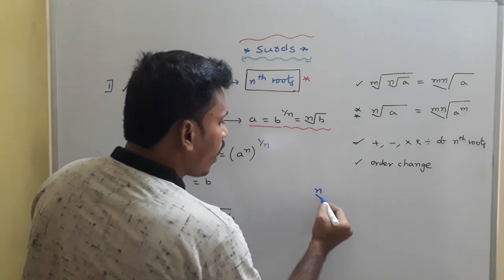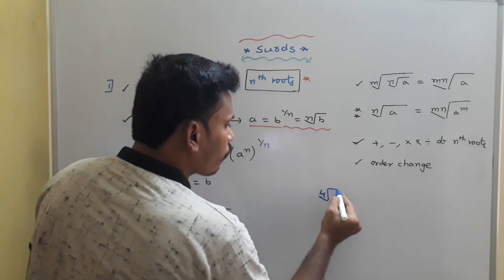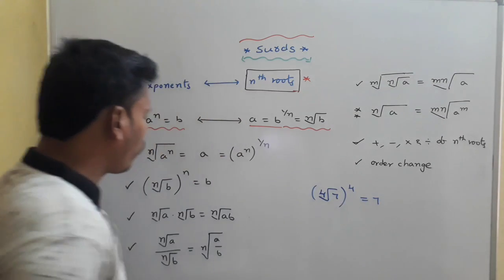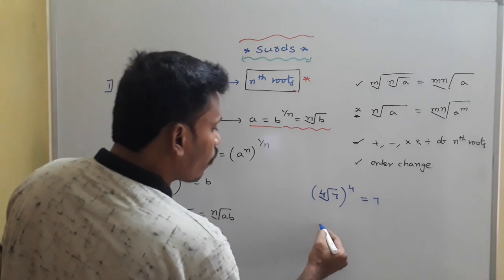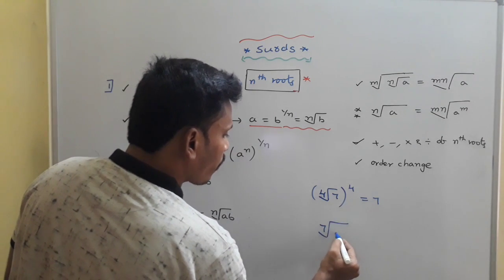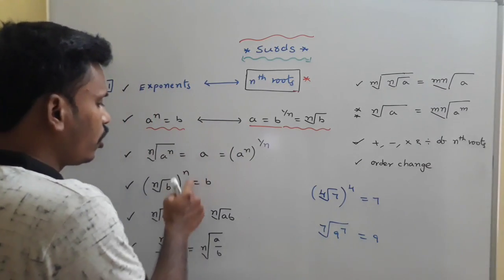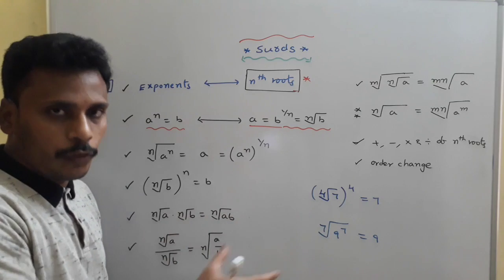For suppose if you have, I will say some number, okay, fourth root of 7 to the power 4. Fourth root of 7 to the power 4 is simply what? 7 itself. And in the same way, if somewhere you have seventh root of 9 power 7, it is simply nothing but 9. Okay, see these two are the very basic laws to remove nth root, okay.